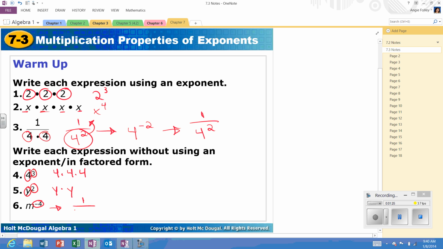In the next one, let's rewrite this to get rid of the negative sign. We're going to put 1 over m to the 4th. That makes our exponent positive now. And now our base of m is multiplied by itself 4 times. So we still have to keep the m in the denominator. It's just multiplied by itself 4 times. Okay?